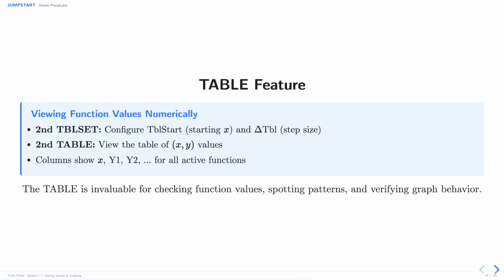Now, let's explore the table feature for viewing function values numerically. Press second and then TBL set to configure the starting x value and the step size for the table. Then, press second and table to view the table of x and y values for all active functions. The table is invaluable for checking function values, spotting patterns, and verifying the behavior of graphs.